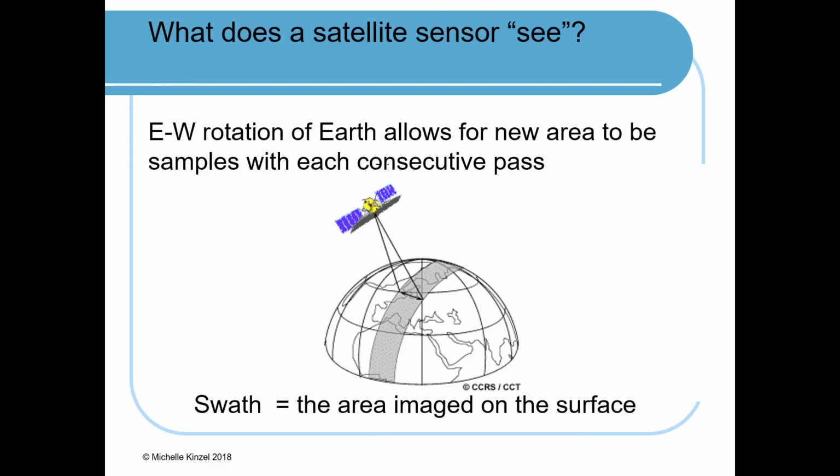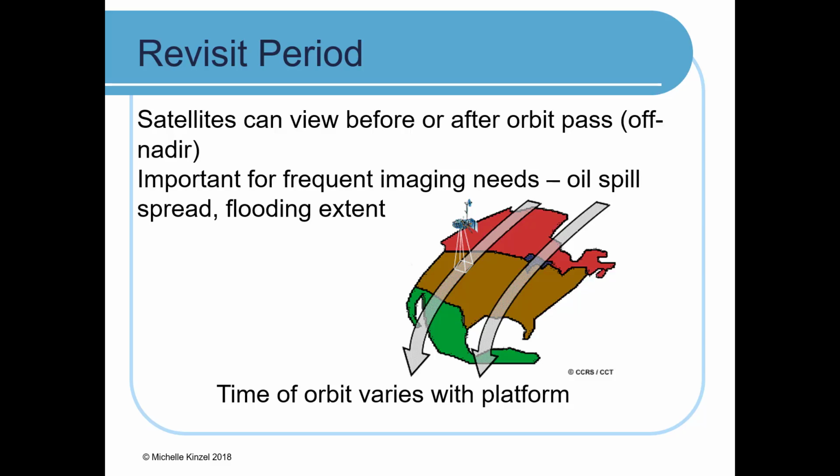So what exactly does a satellite sensor see? The east-west rotation of Earth allows for new area to be sampled with each consecutive pass. And a swath is the area that is imaged on the surface. It is shown here by the dark gray band that is going down over the continent of Africa. A revisit period is the time between image collections. So satellites can view before or after orbit pass, which is off nadir to the sides. And the revisit period time is important for frequent imaging needs.